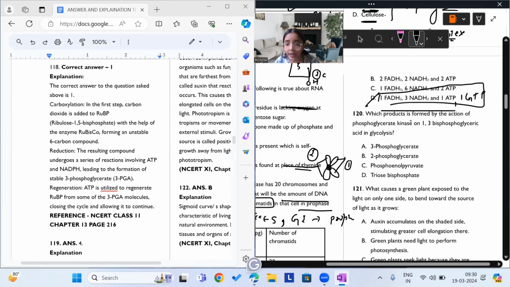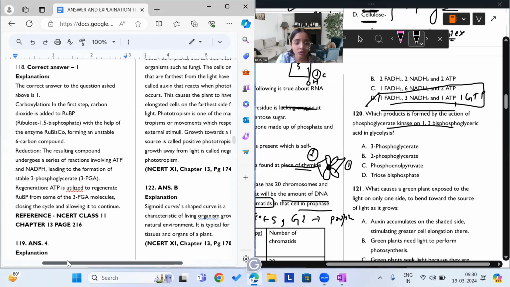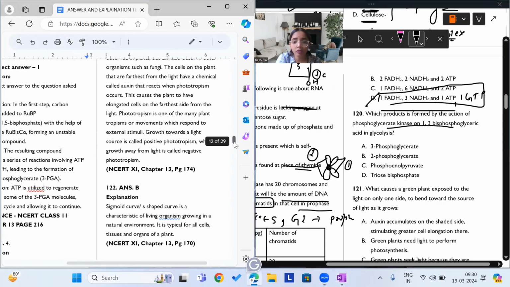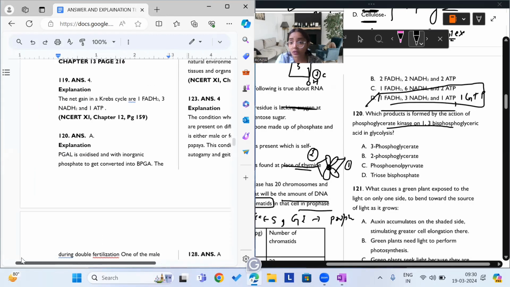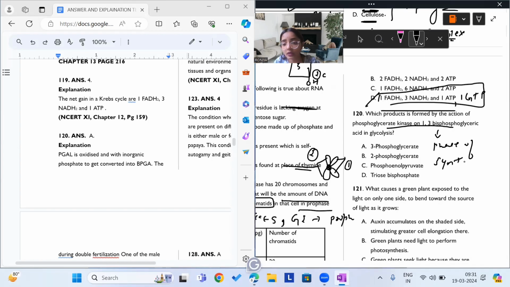Which product is formed by action of phosphoglycerate kinase on 1,3 bisphosphoglyceric acid? So first you have to identify where this reaction is occurring. Okay, so this 1,3 bisphosphoglyceric acid is found in glycolysis. Okay, which phase of glycolysis? Yes, then the phase of synthesis. Okay, not under the phase of utilization.